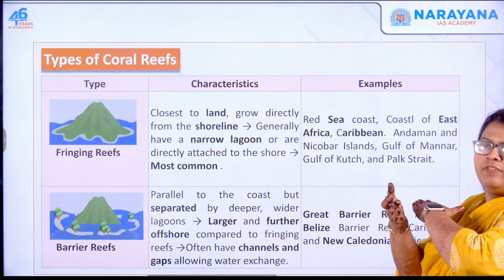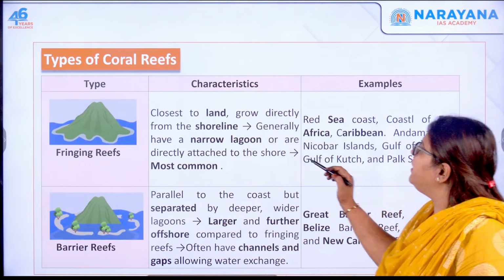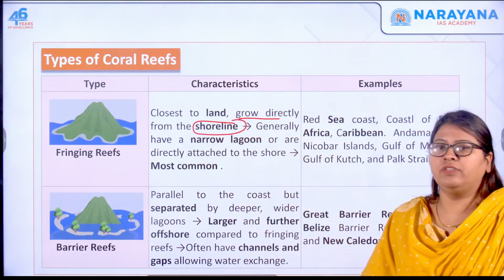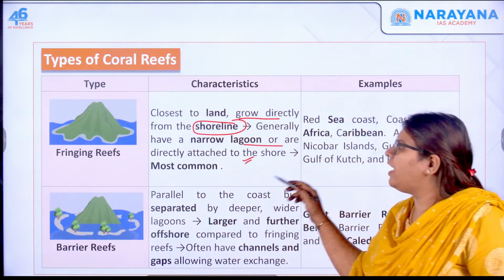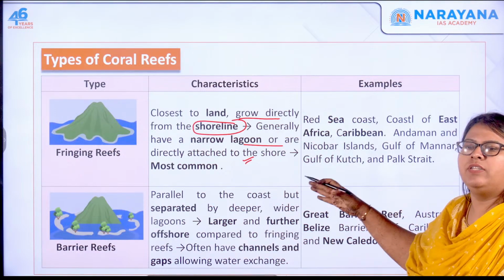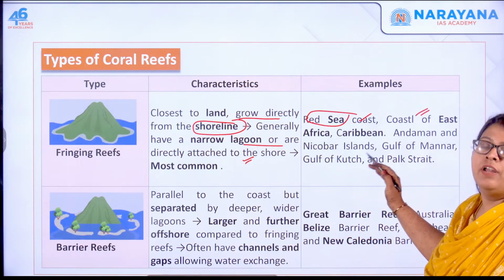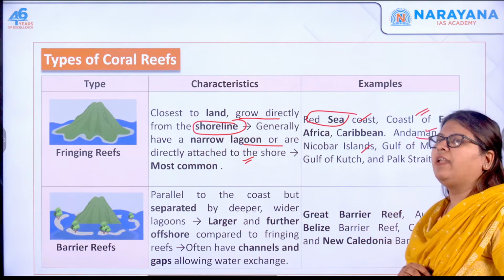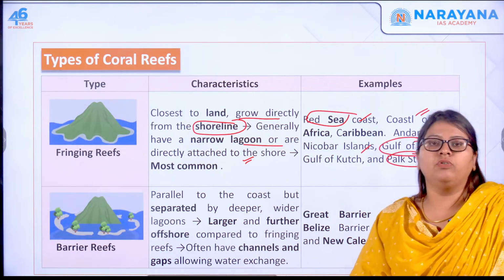So this is the shore. Immediately you will have the reefs starting, without a lagoon in between. So these are closest to the land and they grow directly from the shoreline. They generally have only a very narrow lagoon, or they are directly attached to the shore. The fringing reef is the most common type of reef found globally, in the Red Sea coast, the coast of East Africa and the Caribbean. With respect to India, they are found in Andaman and Nicobar, the Gulf of Mannar, the Gulf of Kutch, as well as the Palk Strait. All these locations you must be able to locate on the map.